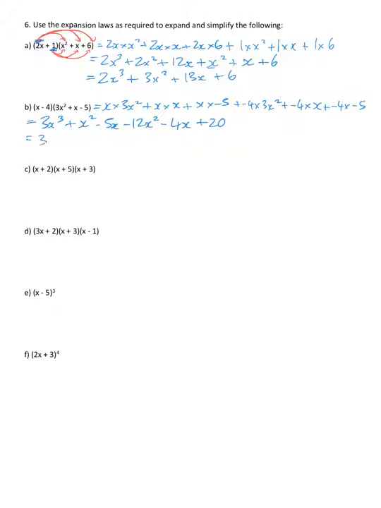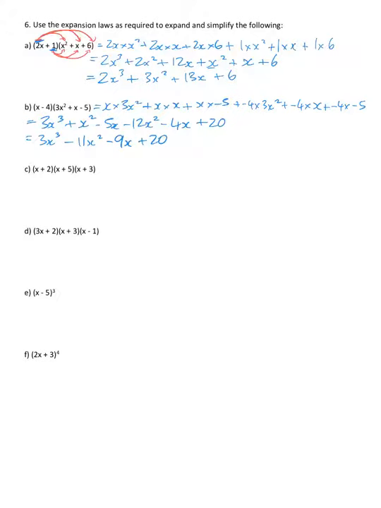Collect like terms, nothing else to the power of 3, so leave that. If I've got x squared and take 12x squareds, I would be at negative 11x squareds. If I've got negative 5x and take a further 4x, I would be at negative 9x. And I've got a positive 20 left over.